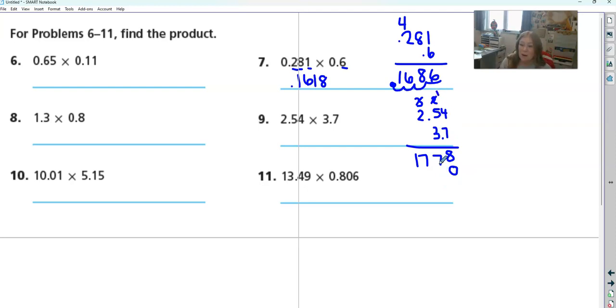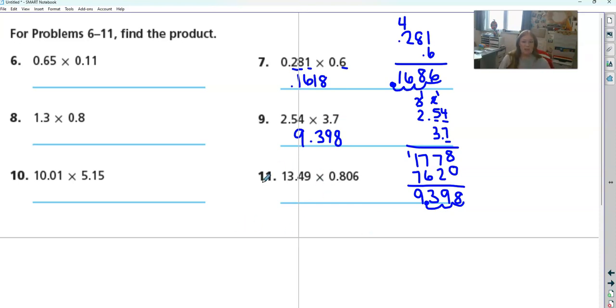3 times 4 is 12. 3 times 5 is 15 plus 1 is 16. 3 times 2 is 6 plus 1 is 7. So now we're adding these together. 9, 13, 7, 8, 9. And I have 1, 2, 3 decimal places. So my answer is 9 and 398 thousandths. This is pretty much like multiplying 2 times 4. My answer should be around 8. 9 is close to 8. We're making sure, do these make sense?